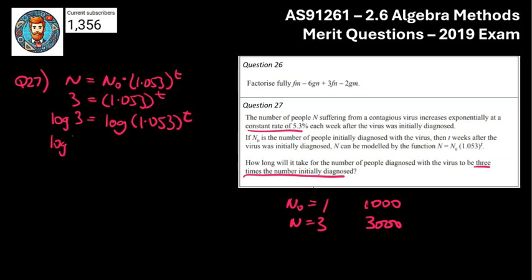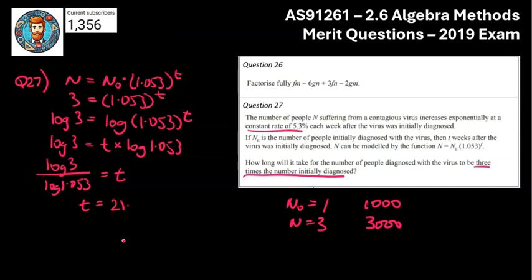So we've got log 3 is going to be equal to t out front, wouldn't it? So t times log 1.053, and now this log thing here, that's just a number. I'm going to move it to the other side, so that multiplication is going to become division. So that's going to be log 3 divided by log 1.053, and that there is equal to t. And when I plug that into my calculator, t is going to be equal to 21.3 weeks. And I chose to round that to 1 decimal point.